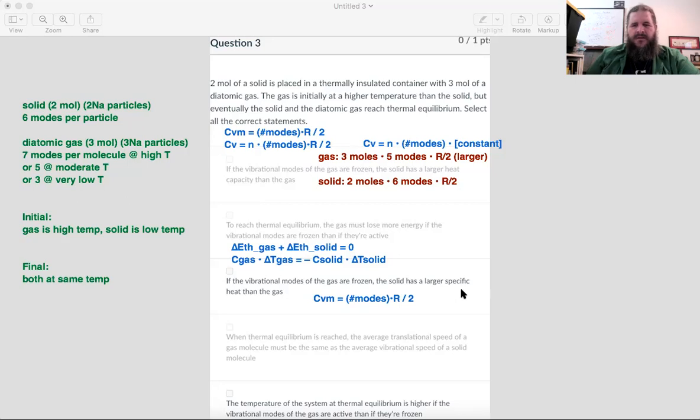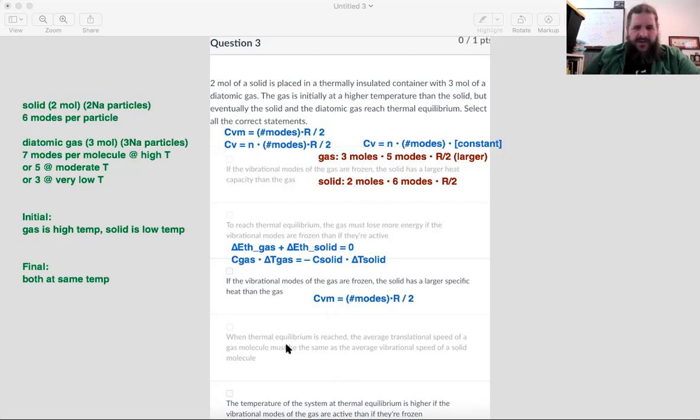Yes. Yeah, I think so. Because the idea here is the specific heat per mole depends only on the number of modes. More modes per particle, and this is not for the whole thing, this is just per particle. More modes per particle directly means higher specific heat. So with the gas having the vibrational modes frozen out, it only has 5 modes. The solid has 6 modes per particle, which is more. More modes per particle directly means higher heat capacity, or sorry, higher specific heat.